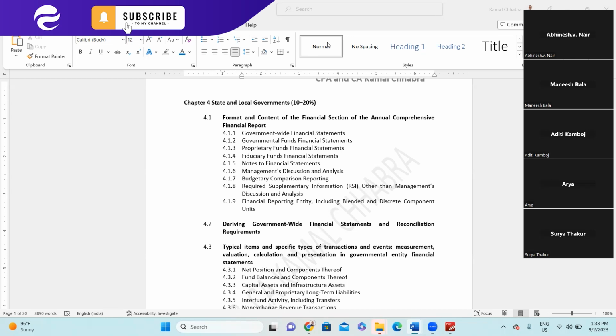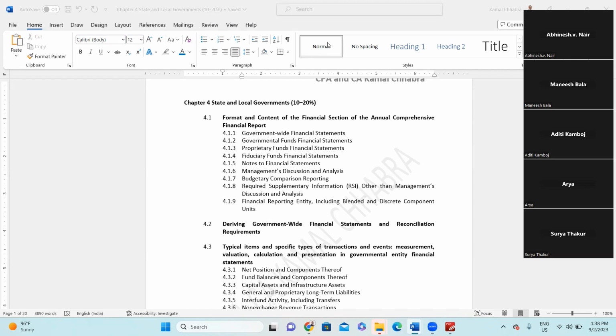But coming back to the context, they need to report. Why I told you this story is so that you can correlate it with the theoretical part in management discussion and analysis. You need to give these disclosures: where exactly you have utilized the fund, to whom you have allocated the fund, and the reason for the allocation. That is part of your management discussion and analysis, and it will also come in your budgetary comparison report.